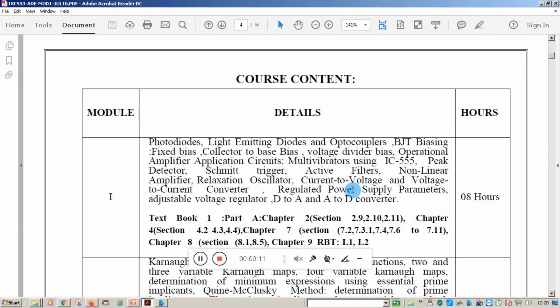In the first module, we will start from operational amplifier. Operational amplifier application circuits such as multivibrator, then multivibrator using IC555, peak detector, Schmitt trigger, active filters, non-linear amplifier, relaxation oscillator, current to voltage and voltage to current converter. So first we will see operational amplifier basics.